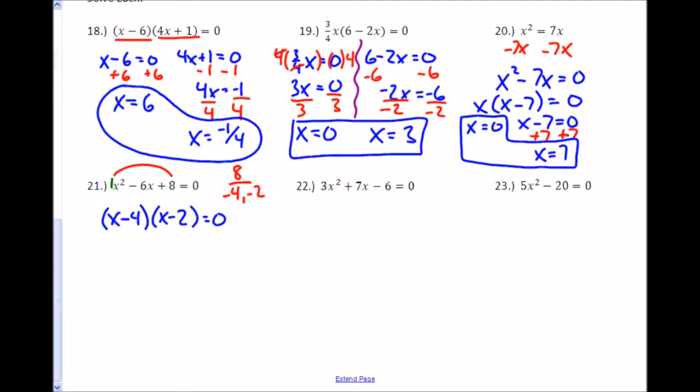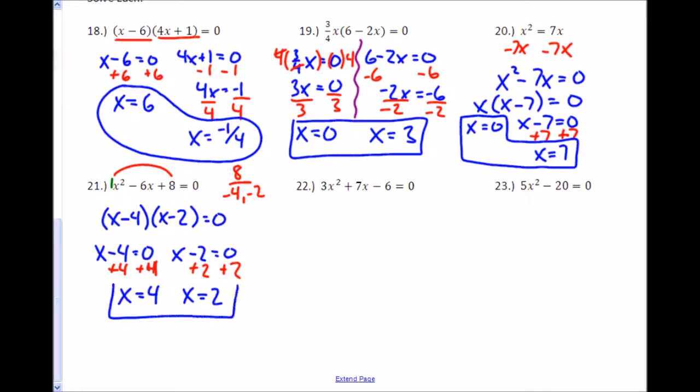And now I can use my zero factor property, which says either the first piece equals 0 or the second piece equals 0. And now I solve each. This one I add the 4 to each side, so I end up finding out that x equals 4. For the next one, I'm going to add a 2 to each side, so I find out that x equals 2. And those are my two answers.